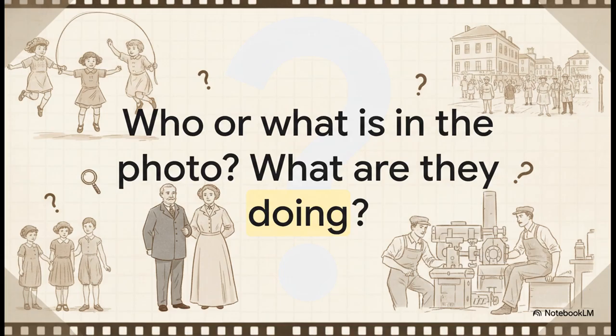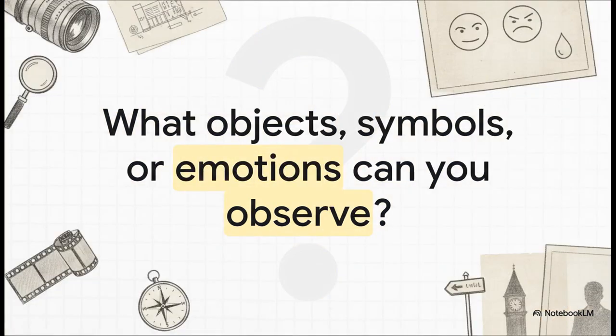So you start by asking the simple stuff. Who's in this picture? Are they young, old? What kind of clothes are they wearing? And what are they actually doing? Are they posing? Are they working? Maybe celebrating? You just list what your eyes can confirm. Then you kind of zoom out. What's in the background? Are there any interesting tools or signs or buildings? And then zoom right back in on the people. What expressions can you see? Joy, seriousness, worry? Again, we're just sticking to the facts.